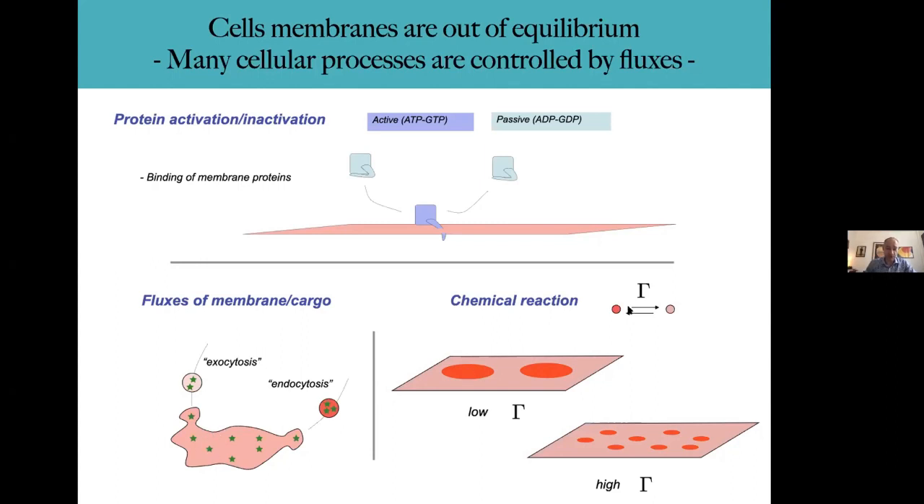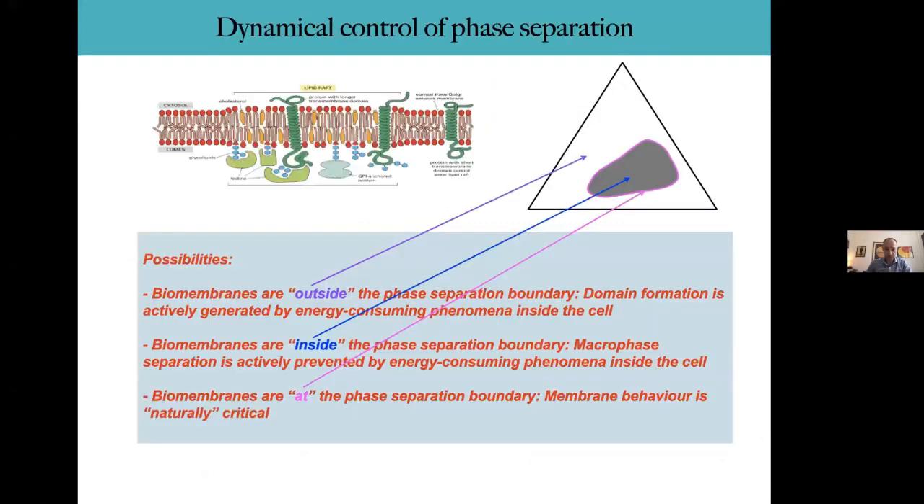Another possibility is that you have a cyclic chemical reaction which turns the dark red into a light red. And if the reaction rate is small, then you can have large aggregates. If the reaction rate is fast, then you have smaller aggregates. And so basically it's interesting to think that if you have this equilibrium phase diagram, but you have a non-equilibrium process, you can imagine that at steady state, you might be outside the phase separation region, but that activity could promote phase separation, or you could be inside and activity could prevent full phase separation. You could also be exactly at the boundary, which is an interesting possibility.